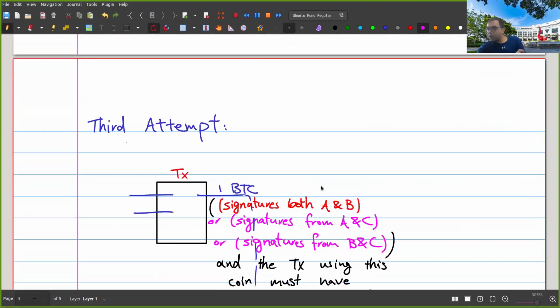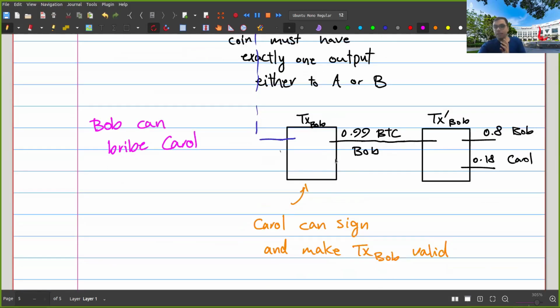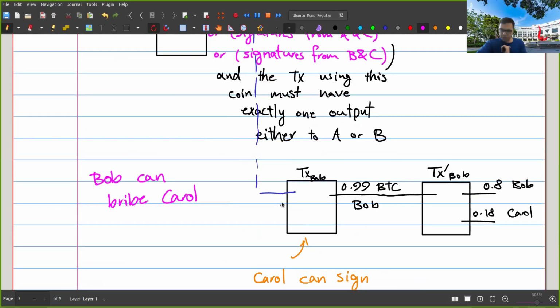We have a question in the chat. How can the second transaction be propagated if it's not valid? Well, it cannot be propagated, but that's the whole point. So Bob creates both of these transactions and signs both of them, right? So at this point, both transactions are invalid because the first transaction also requires a signature from Carol, and the second transaction depends on the first transaction, but the first transaction was invalid, right?